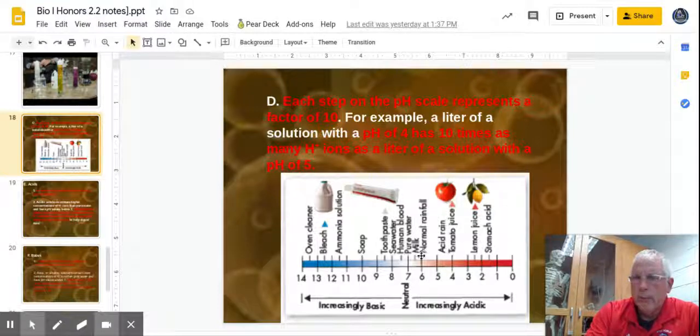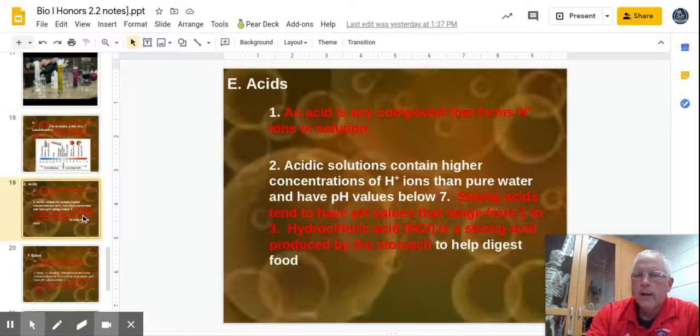You would put milk or normal rainfall, because the closer to 7 we get, the weaker the acid is. The further away from 7 you get, the stronger the acid, and the bases work the same way. Okay, so be careful on those questions. Don't miss those questions. So acids are anything that's low.